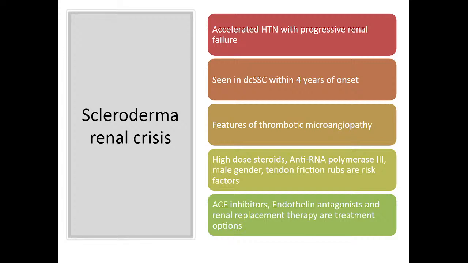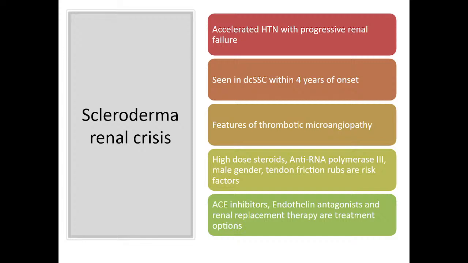Just a few lines on scleroderma renal crisis. The important thing to understand is that it's a thrombotic microangiopathy. It presents with very high BP with progressive renal failure, so the patient will have a hypertensive crisis with acute onset renal failure. It is most common in diffuse cutaneous systemic sclerosis, and it occurs in the first few years of diagnosis. As we had discussed, anti-RNA polymerase antibody predisposes to the development of this clinical condition.